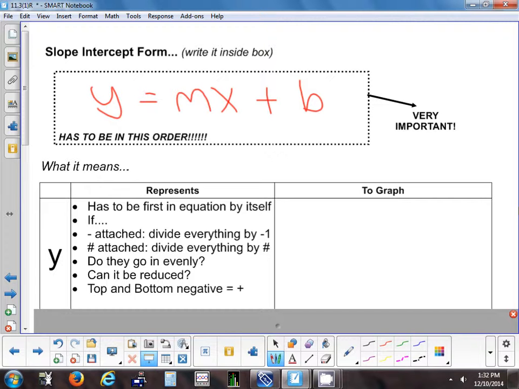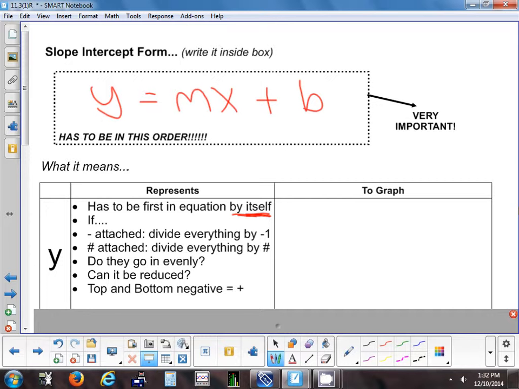Okay? So, your first bullet is that the y has to be first in the equation by itself. Nothing else can be attached to it. It can't be 3y. It can't be negative y. It has to be by itself. There can be nothing else attached to it.